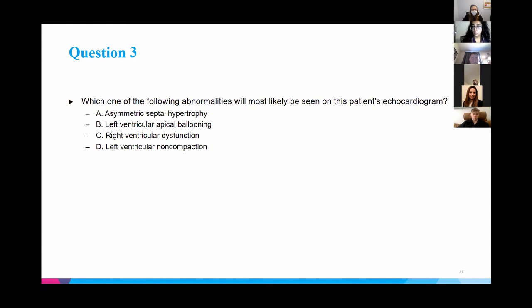Physical exam is often normal in patients with ARVC, and they may actually not have symptoms, but if they do, it's most likely palpitations or syncope due to ventricular tachyarrhythmias. And then your echo will usually show RV dilation and RV dysfunction. And as you mentioned, asymmetric septal hypertrophy is seen in patients with hypertrophic cardiomyopathy, and EKG usually shows LVH. For LV apical ballooning and Takotsubo, T wave inversions can be seen. And in patients with LV non-compaction, usually you have a normal EKG.